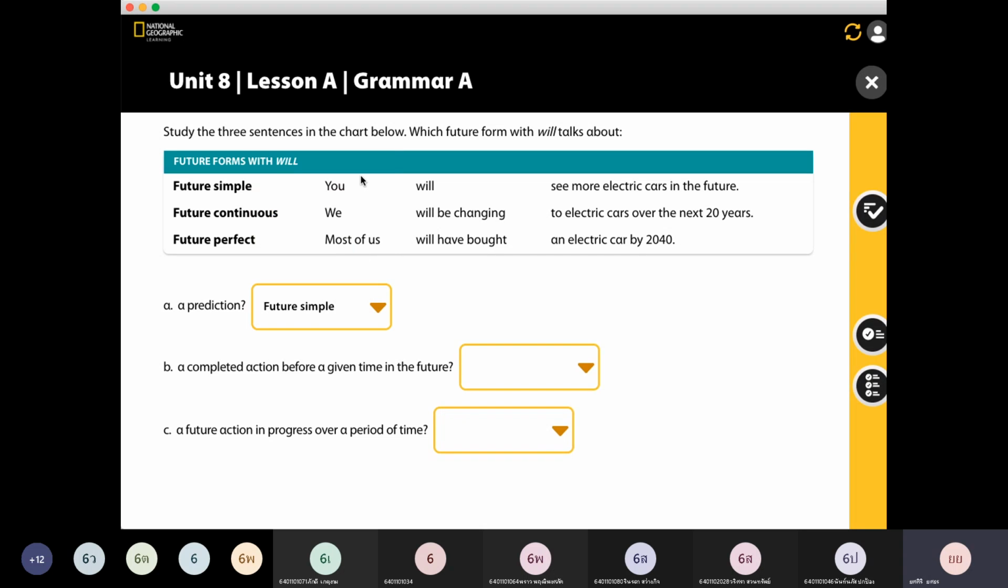All right, so we talk about future simple as a prediction.